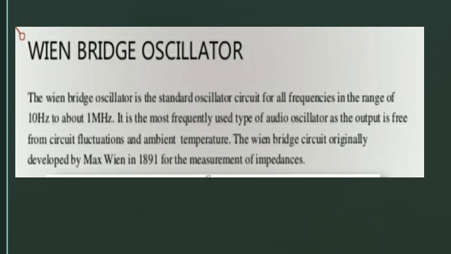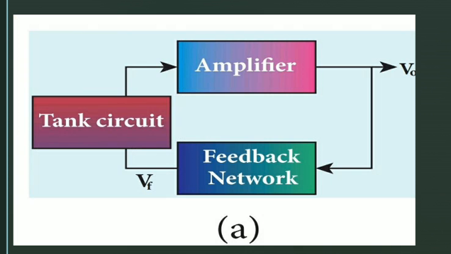And the Wien bridge circuit was originally developed by Max Wien in 1891 for the measurement of impedances. So there are 2 points in this paragraph. One is the range of the Wien bridge oscillator, 10 Hz to 1 MHz, and it is most frequently used in audio oscillators. Okay students, right.